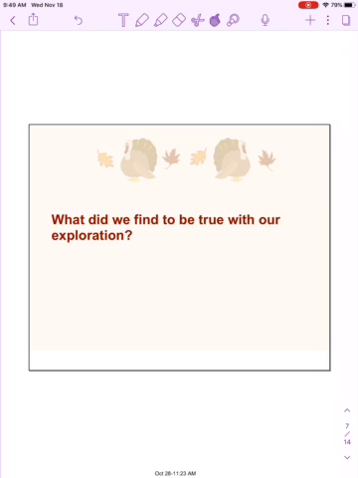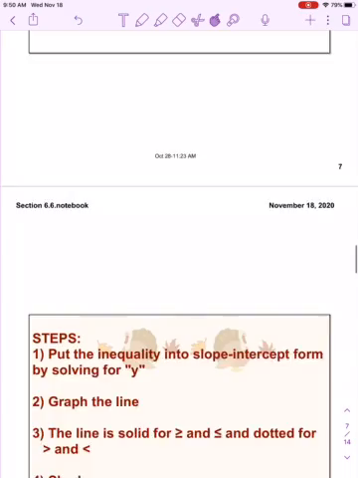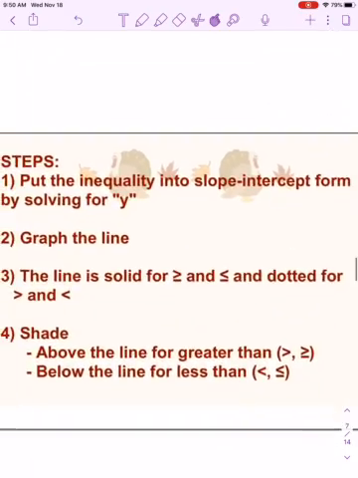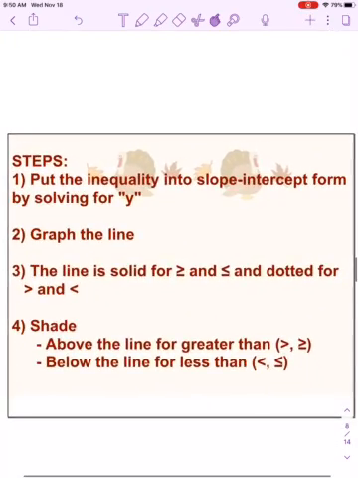Now that we have done the exploration, we should know where we're going to shade. Okay, so here are our steps. So we're going to put it in slope-intercept form, make sure the y is by itself, just like before. Then you are going to graph your line, but you cannot just connect your points to make your line right off the bat. You have to make sure you know if your line is going to be solid or dotted.